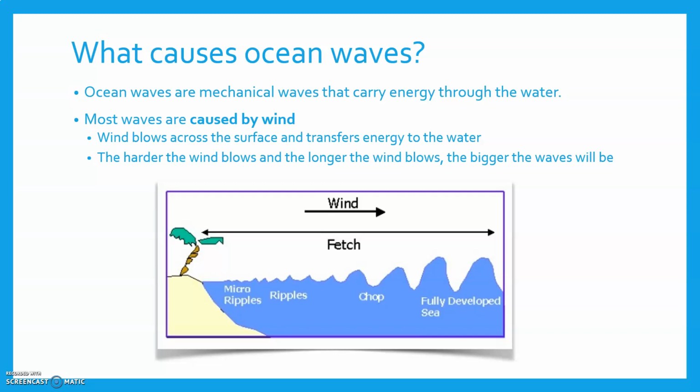Wind creates waves. Even if you've ever been, say, to a lake, if it gets really windy, maybe there's a storm coming, those waves start to pick up, meaning the wind is blowing across the surface of the water. Just like if you were to blow on, say, a bowl of soup, the surface becomes rippled. That's because you are creating wind. So it's going to blow across the surface and transfer the energy from the wind to the actual water itself.